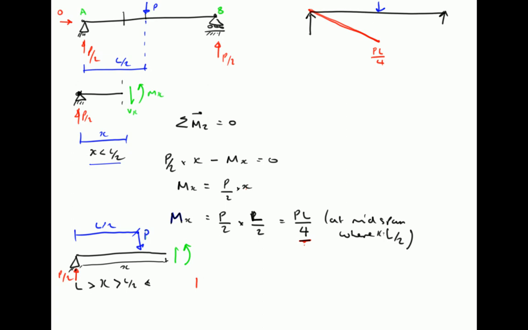So we have an equation for those forces of P divided by 2 times X minus, because that's going clockwise, this is going anti-clockwise, minus P into X minus L divided by 2. So we've got this total X minus this L divided by 2 gives us the distance from P to our point of interest, which is some section between the point at which P is applied and the reaction at B, point B.